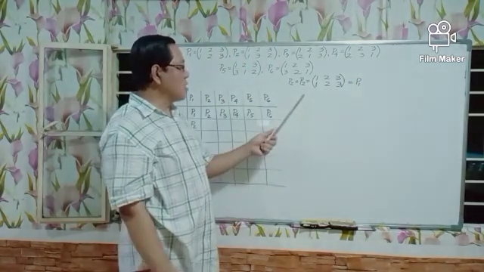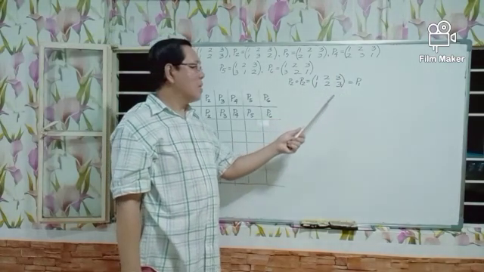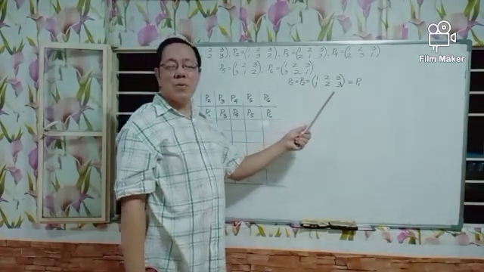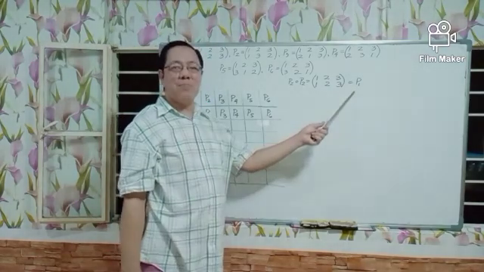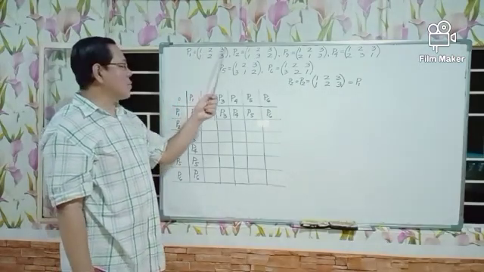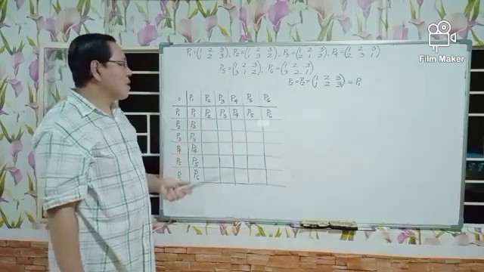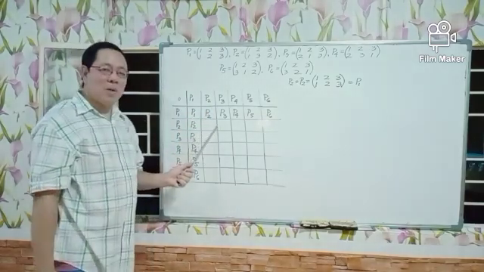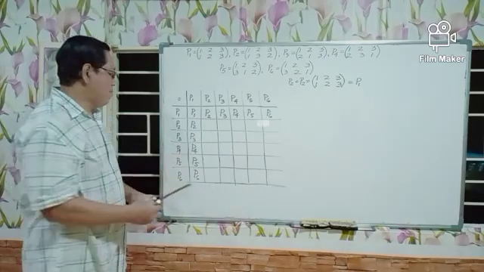But this function that assigns the elements 1, 2, 3 to elements 1, 2, 3 respectively is the function P1. Function P1 assigns 1, 2, 3 to 1, 2, 3 respectively. So we write the answer in the table: P2 circle P2 is P1.